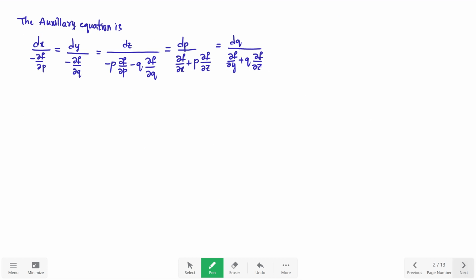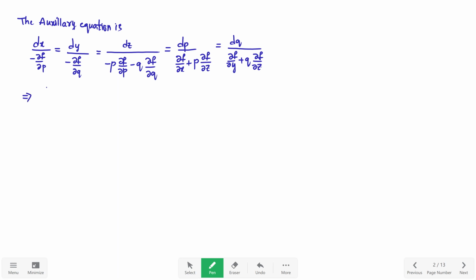The auxiliary equation is dx by minus ∂f/∂p equal to dy by minus ∂f/∂q equal to dz by minus p into ∂f/∂p minus q into ∂f/∂q equal to dp by ∂f/∂x plus p into ∂f/∂z equal to dq by ∂f/∂y plus q into ∂f/∂z.